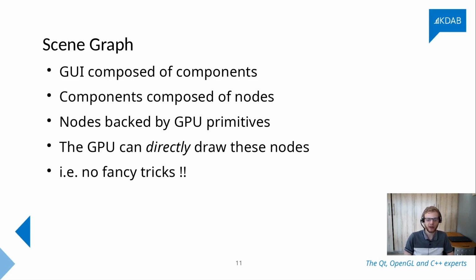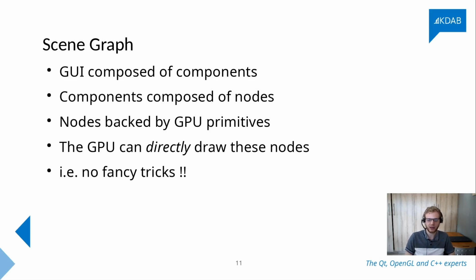So when you define a node, and an example of a node is actually a rectangle, for instance, you need to define, okay, what triangles do I need to draw this node? What shaders am I going to run? What indices am I going to give it? What vertices am I going to give it? So the point is that the GPU can directly draw these nodes. There are no fancy tricks involved. You can just upload the node to the GPU and it's drawn.